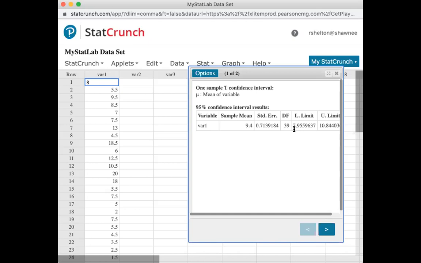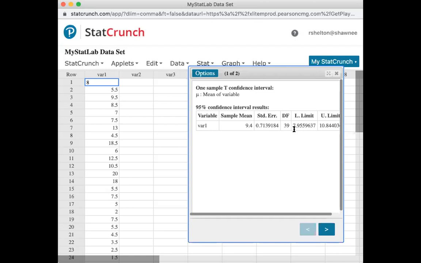7.9560 would be 4 digits, okay? Yes. All right, and then the upper limit is 10.8440. That's the upper limit for our 90% confidence. We could go ahead and write the standard error down. We may need it later. I don't know if we do or not. I'm going to write it down. Standard error 0.7139. Okay. Oh, and it says the sample mean there is 9.4.